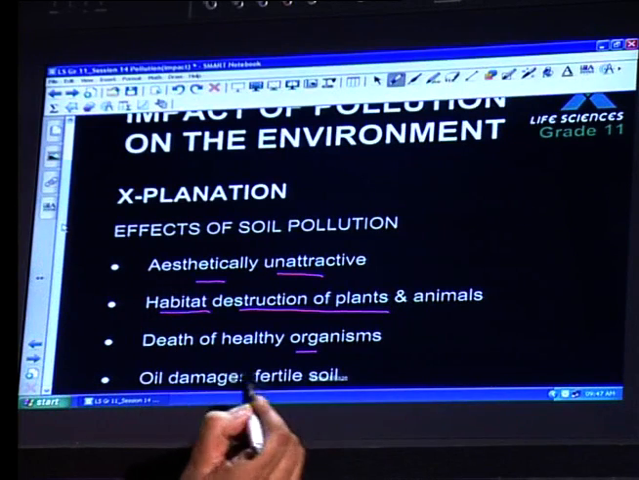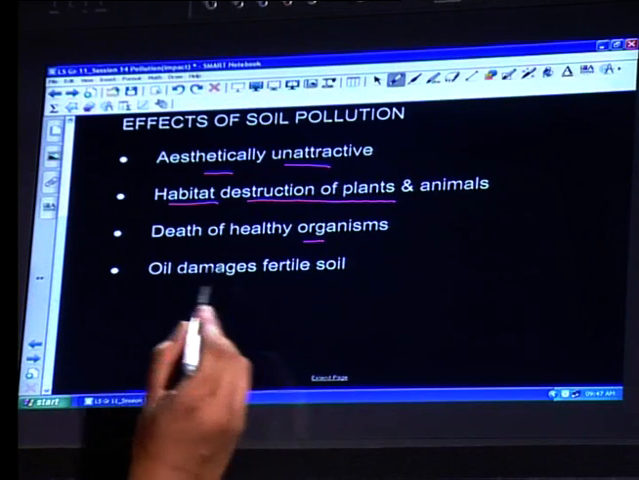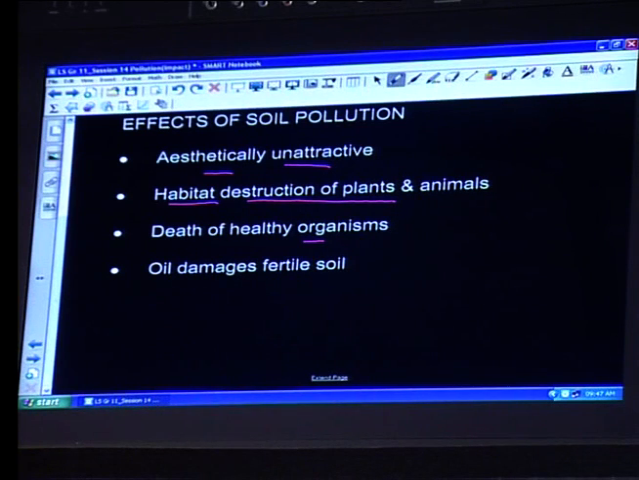Okay, oil damages the fertile soil, right? So fertile soil is what? Soil containing humus, which is very good for plant crops and plant growth. These become clogged with oil. So let us look at the 4 effects of soil pollution.